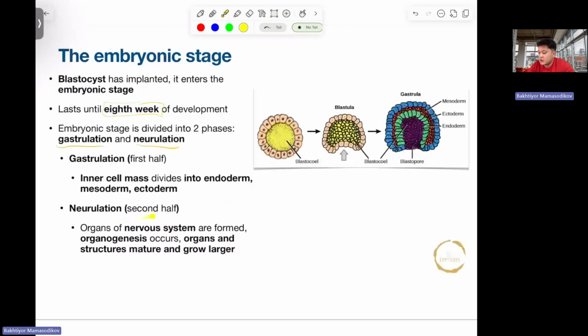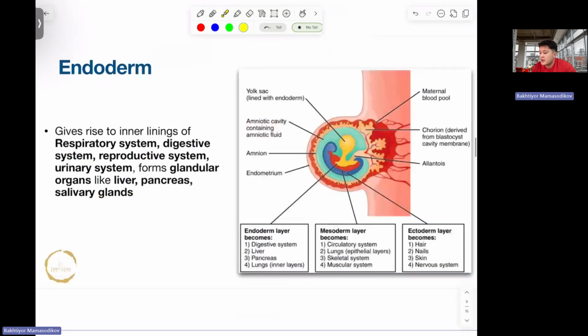So neurulation, this is the second half of the embryonic stage, which is the next 4 weeks, and in neurulation the organs of the nervous system are formed. Organogenesis occurs: organs and structures mature and grow in this stage.